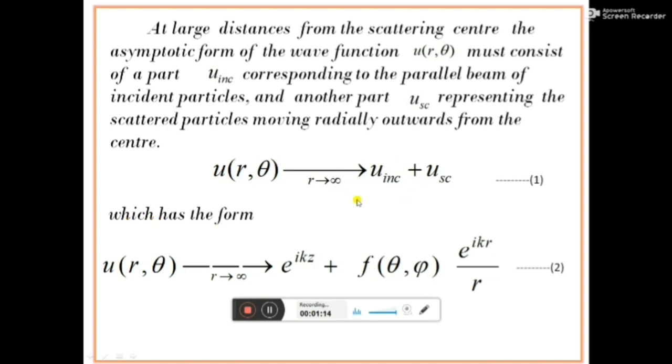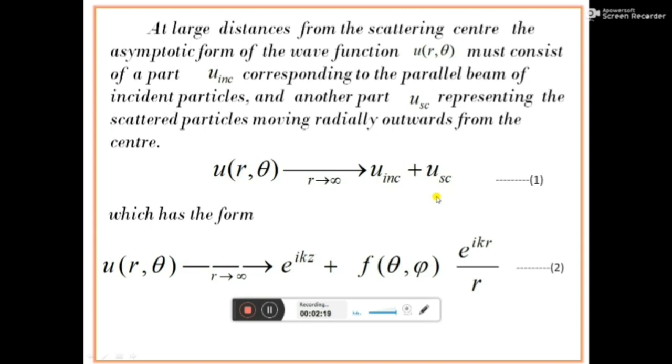The beam of incident particles with momentum p along the z direction must be described by a plane wave. Therefore, u incident is e power ikz. As far as the scattered particles are concerned, we shall assume that they have the same momentum as the incident ones, that is, the scattering is elastic. Then the wave u scattered representing them must have the same propagation constant k, but it must be a spherical wave since these particles move radially outward. The only such waves are e power plus ikr and e power minus ikr.